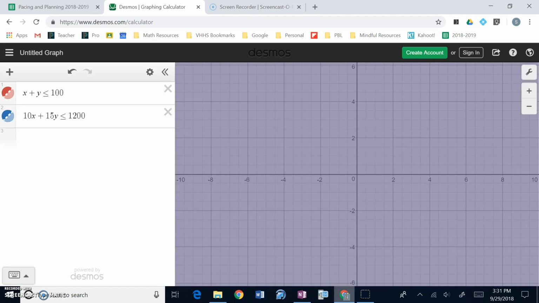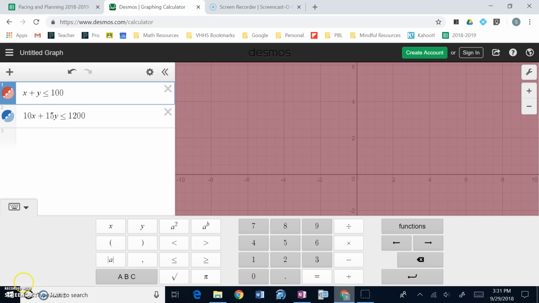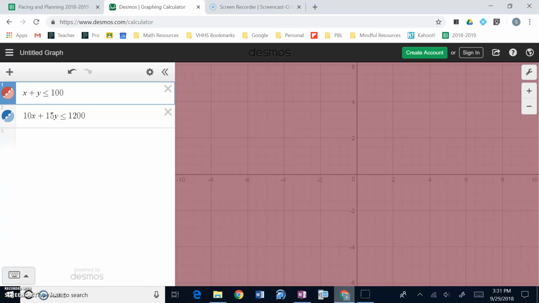You do not have to solve for y when you put this into Desmos. x plus y is less than or equal to 100. 10x plus 15y is less than or equal to 1200. The less than or equal to's are going to be in the keyboard down here. And we can hide that. I have mine just centered. I have it at the home.